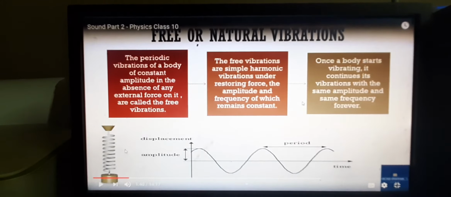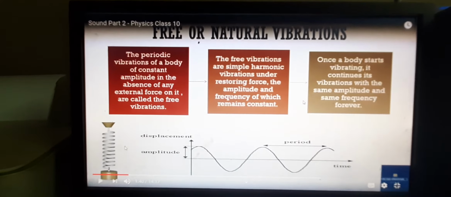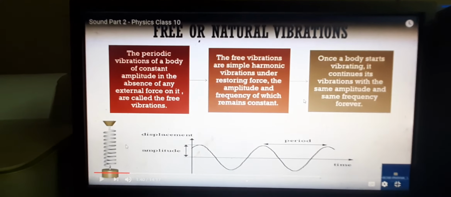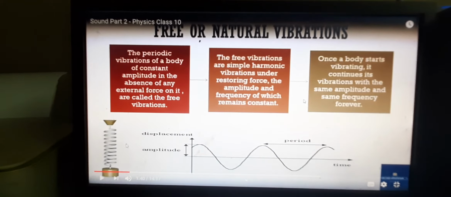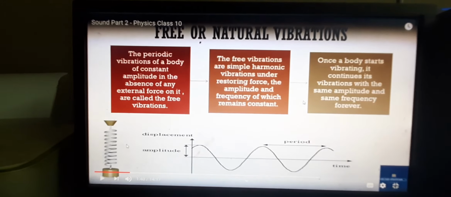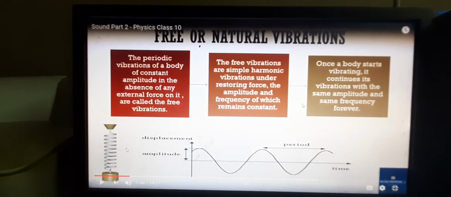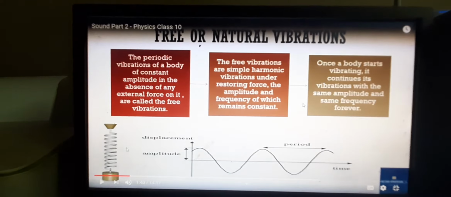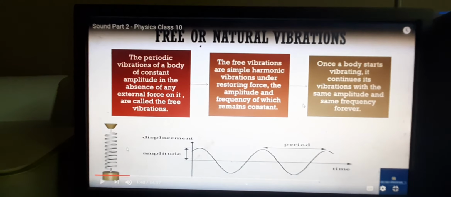Then once a body starts vibrating, it continues its vibration with the same amplitude and same frequency forever. Just like we think about Newton's first law. What does Newton's first law say? That if you set a body in motion, it will continue to move with the same velocity forever and ever. But actually it does not happen. Why? Because of the friction. There are frictional forces, there is air resistance which try to stop the body.